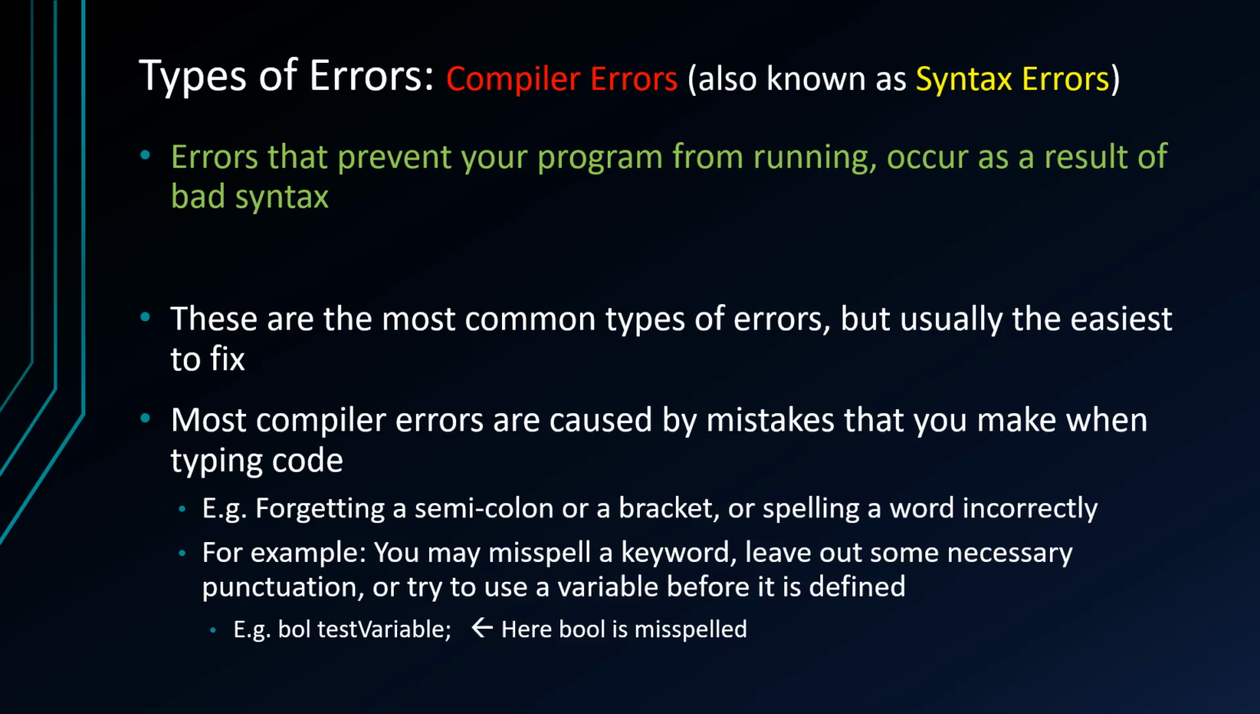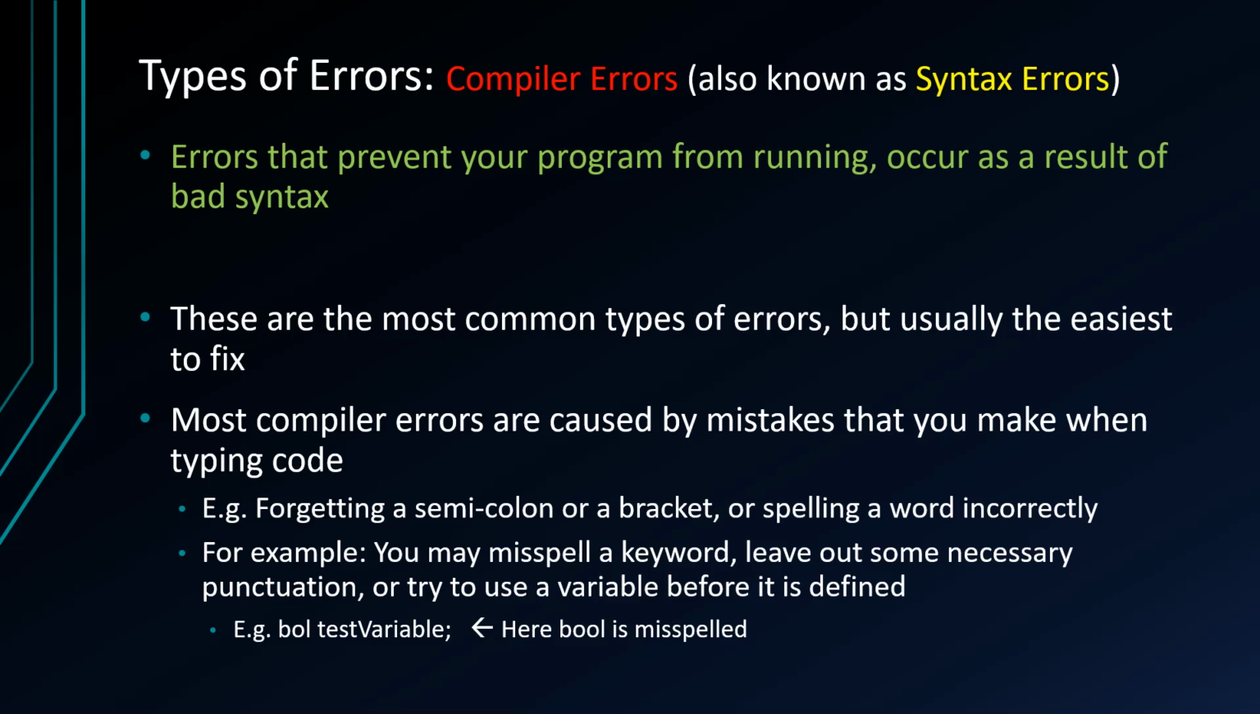So these are the most common types of errors, but usually the easiest to fix because in all the tools that we use that compile our programs, they give handy dandy little tips and instructions of where to find the problem and exactly what the problem is, usually anyway. And that might even include an exact line number or something along those lines. So they're fairly easy to fix.